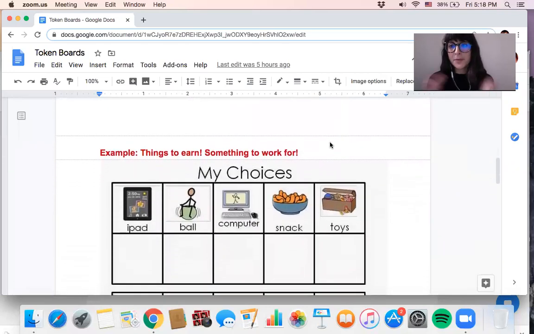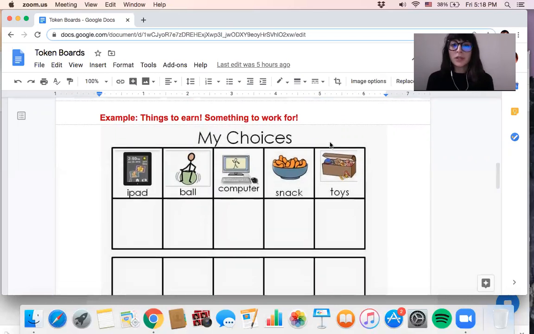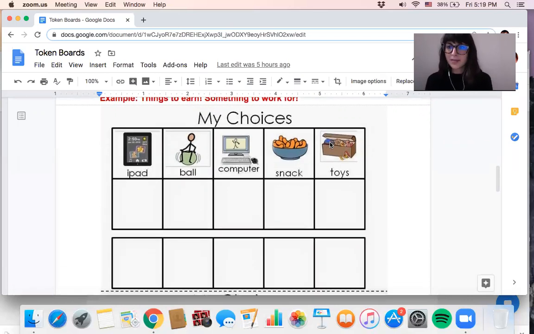The most important element, I think, is for them to have something to work for, which is what they get after earning X amount of tokens. Visuals help because instead of saying, I want to earn chocolate or I want to use the iPad, your student can easily point to a picture to help you know that this is what they want right now. This is what they want to work for.